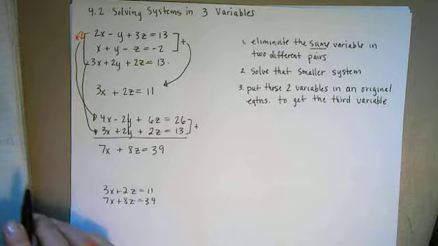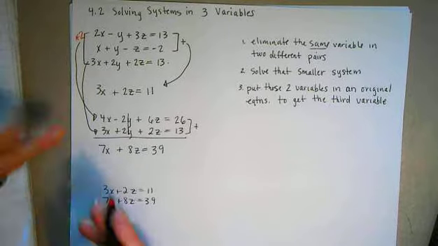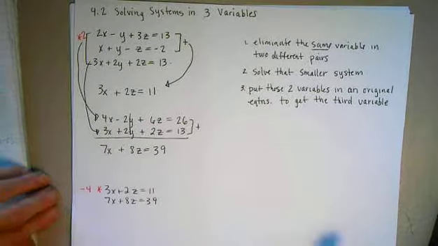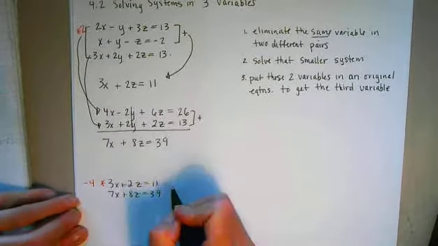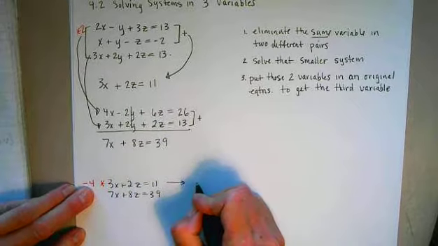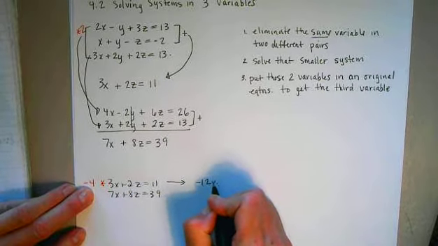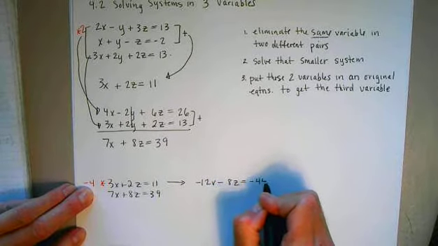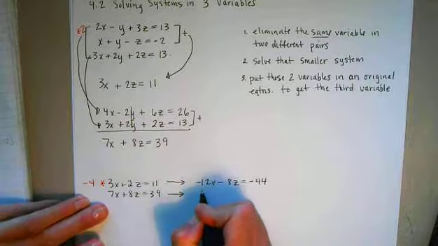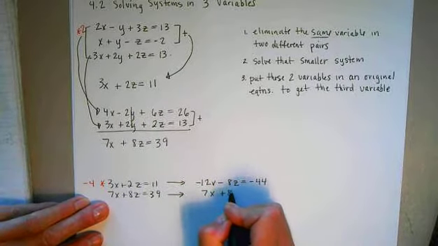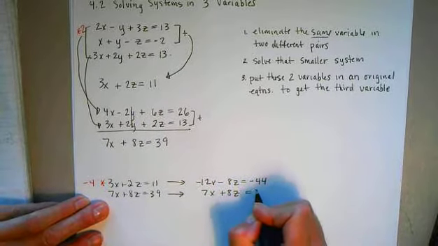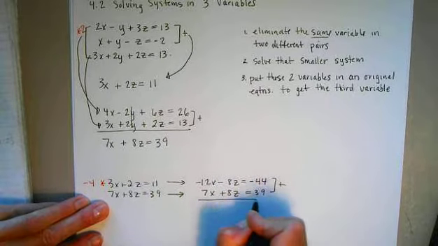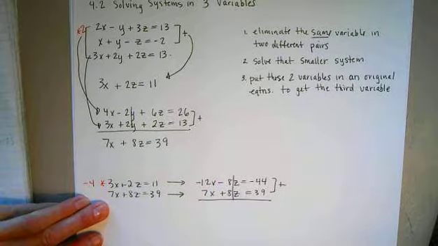Let's go ahead and multiply this equation by negative 4. And so I'm going to just write that right here. If I multiply by negative 4, I have negative 12x minus 8z equals negative 44. And then I'll copy this equation down without changing anything, because we made it so that our z would cancel. So now we're going to add those 2 equations together. And z cancels just like we hoped it would.